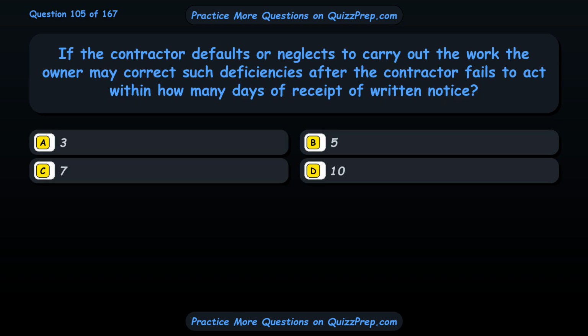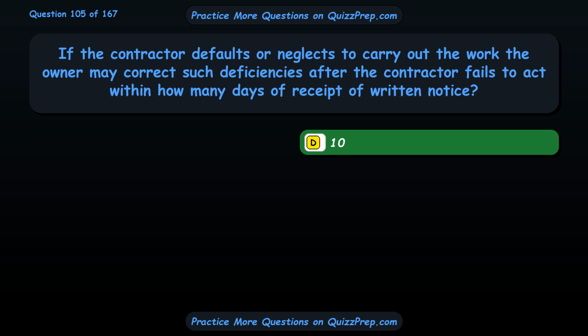Question 105. If the contractor defaults or neglects to carry out the work, the owner may correct such deficiencies after the contractor fails to act within how many days of receipt of written notice? Option A, 3. Option B, 5. Option C, 7. Option D, 10. The correct answer is option D, 10.